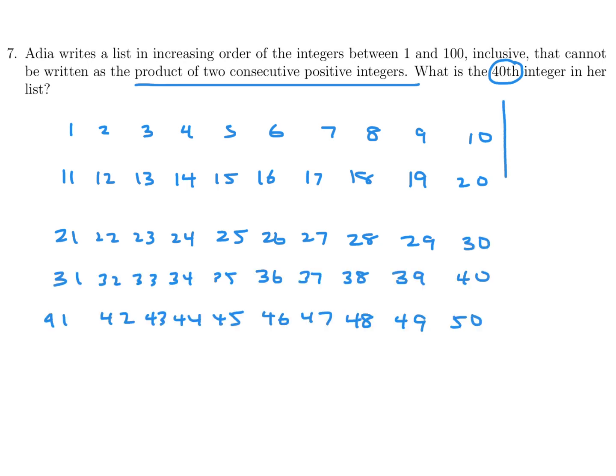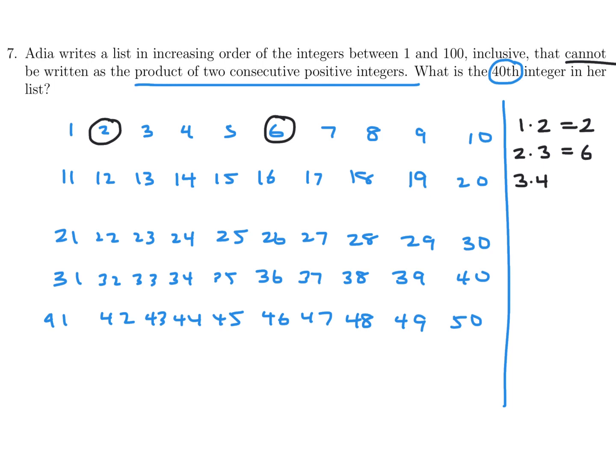Now let's think about what numbers are going to be removed from this list. Those are numbers that can be the product of two consecutive positive integers. For example, 1 times 2 are two consecutive positive integers, so their product, which is 2, cannot be in this list. So we have to take out this one. Similarly, 2 times 3 is 6, so 6 has to be taken out. And so on. 3 times 4 is 12, which has to be taken out. 4 times 5 is 20, which has to be taken out.